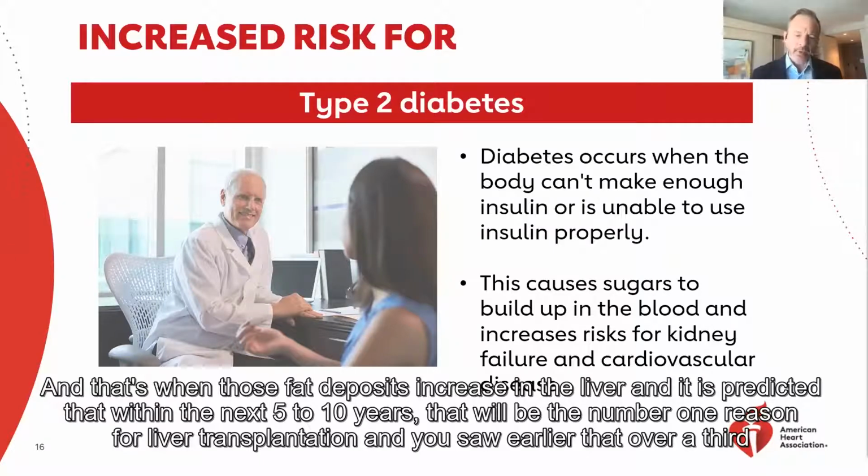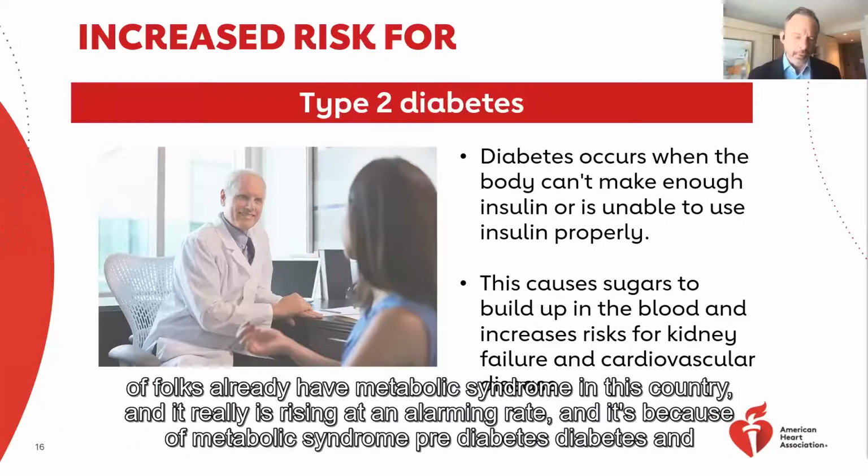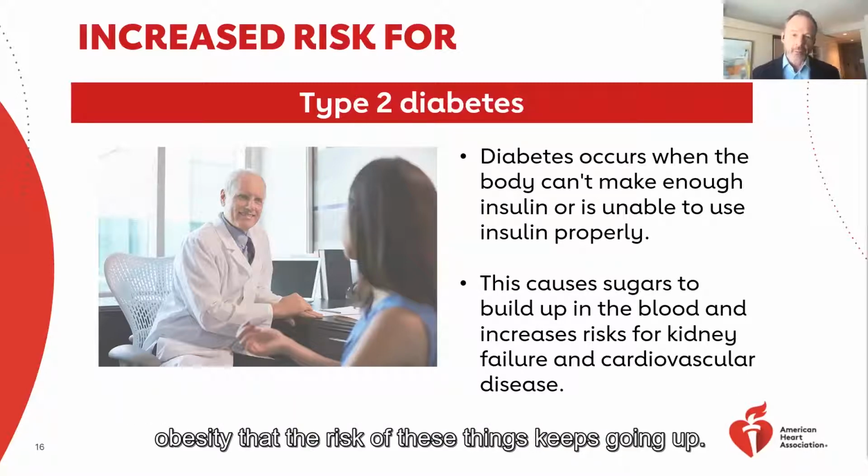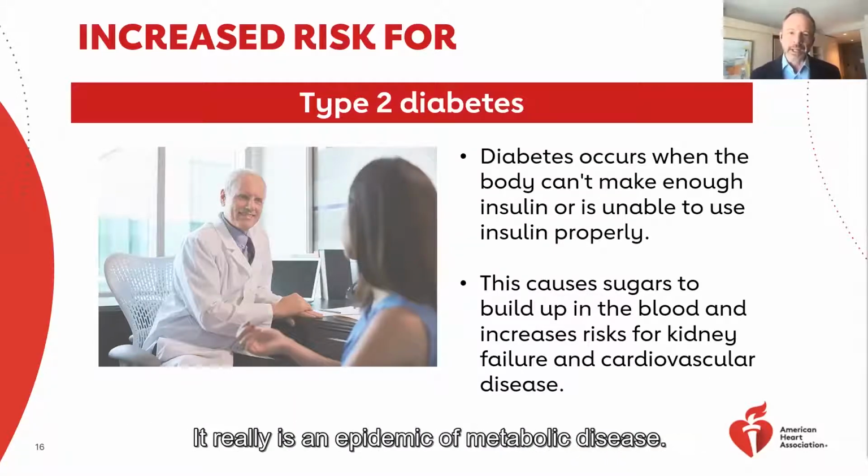transplantation. And you saw earlier that over a third of folks already have metabolic syndrome in this country, and it really is rising at an alarming rate. And it's because of metabolic syndrome, prediabetes, diabetes, and obesity that the risk of these things keeps going up. It really is an epidemic of metabolic disease.